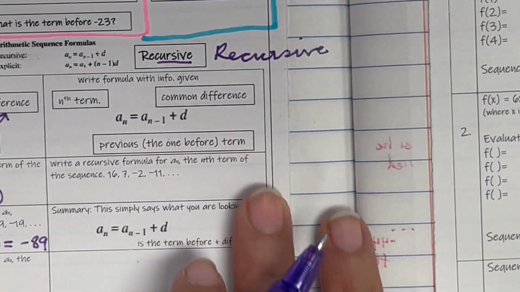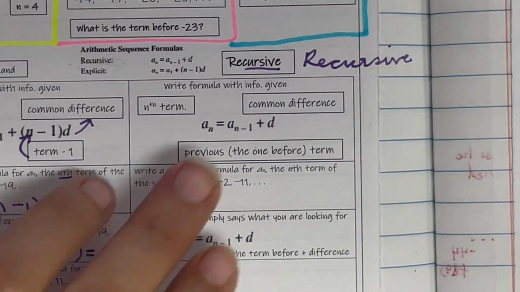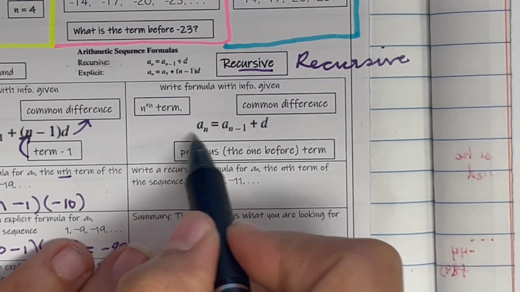All right, so we're going to take a look at recursive. So in recursive, all right, we just have a different formula. So let's go ahead and go through our definitions.